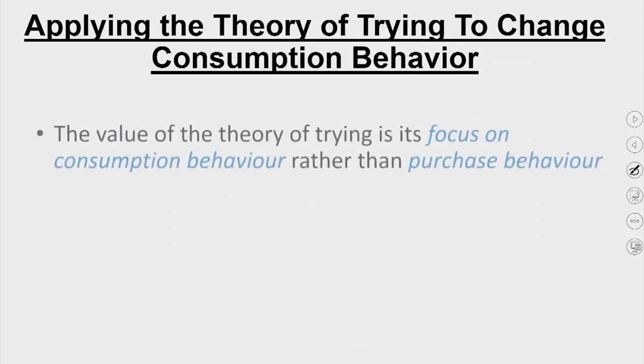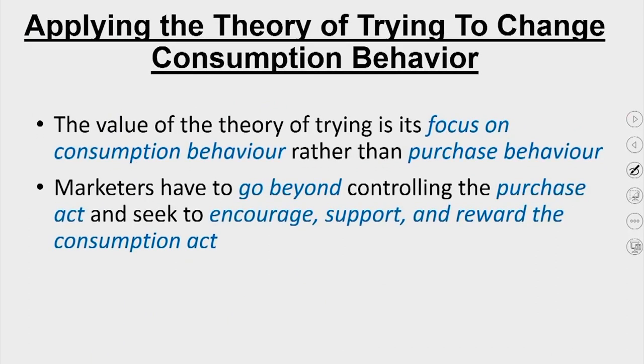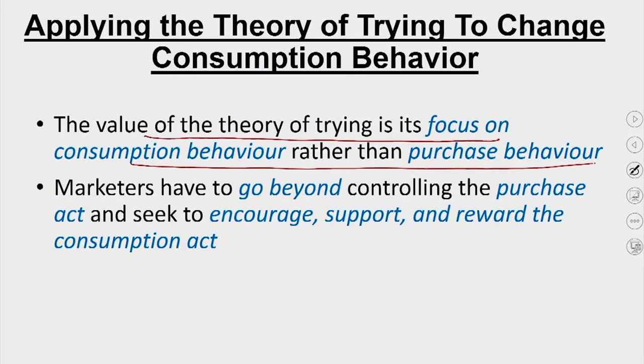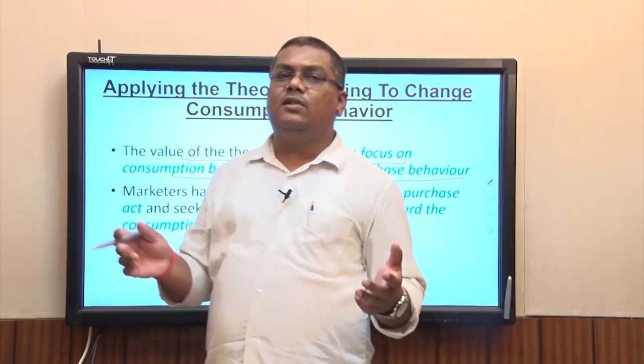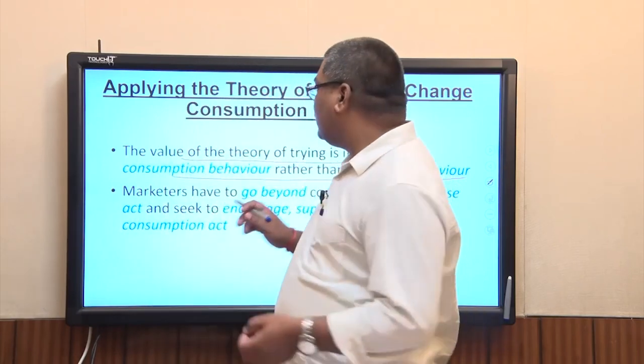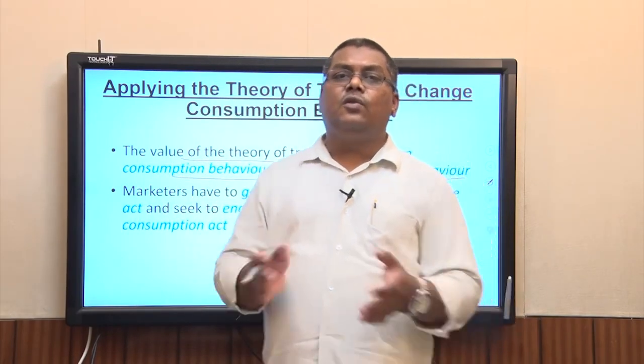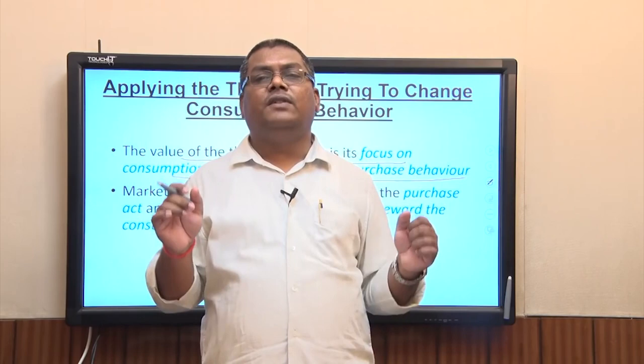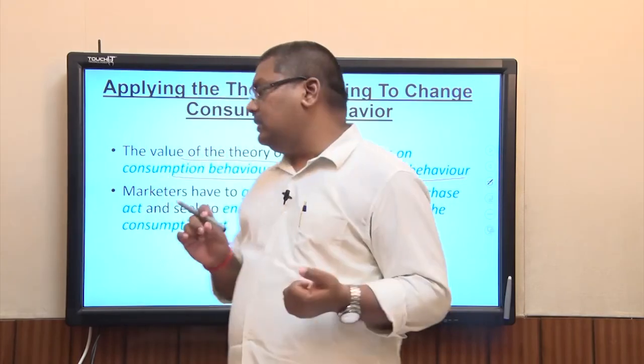So how do you apply the theory of trying to change in consumer behavior? The value of the theory of trying is that it is focused on consumption behavior rather than purchase behavior. Now, as I said, some purchases are instant, some purchases are over a period of time. And why is it important? It is important because the theory of trying focuses on consumption behavior spread over a period of time.